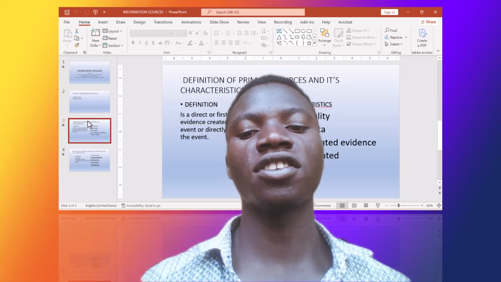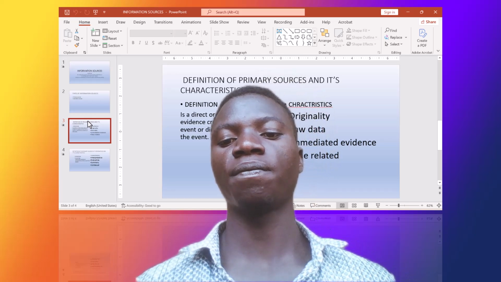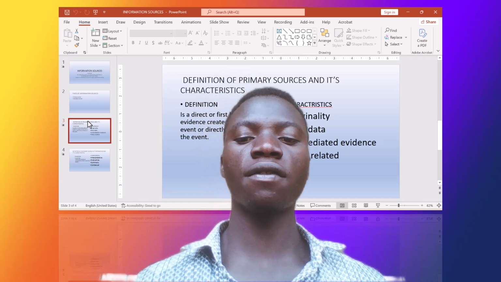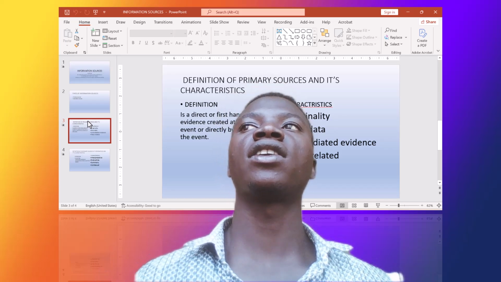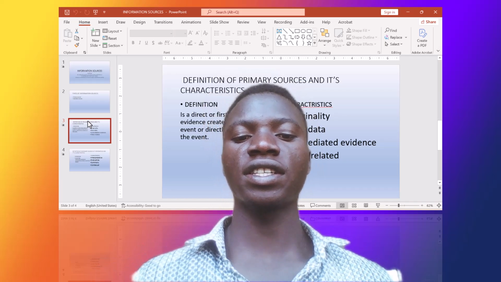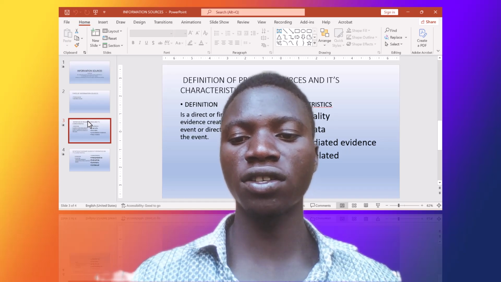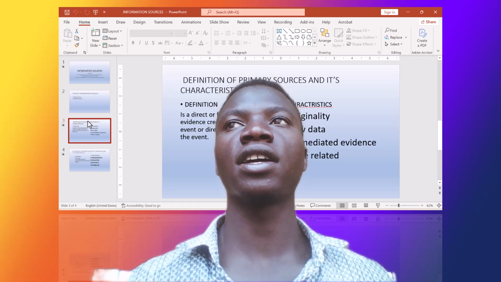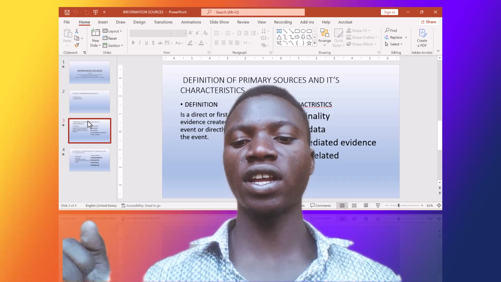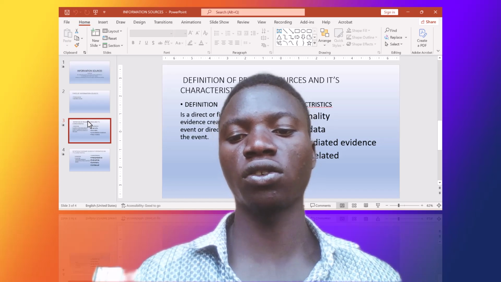This primary source of information is categorized by its characteristics, the qualities. First of all, one of them is originality. Originality simply means, as in the definition, being a first-hand piece of information, it comes from the source directly, like it is done by that person, or the person witnesses instantly where the event is taking place, so it gets the original piece of the information.